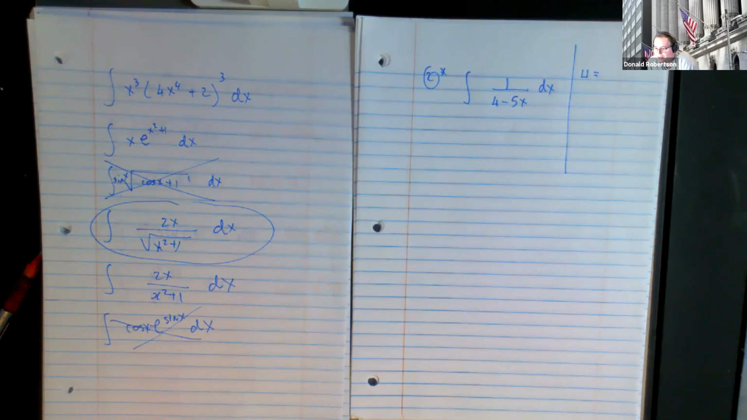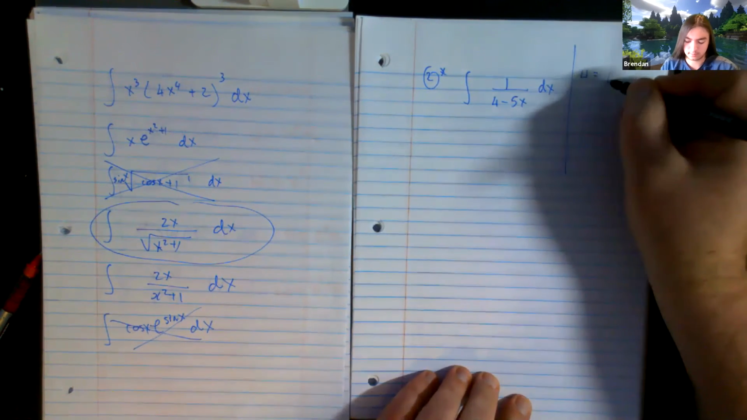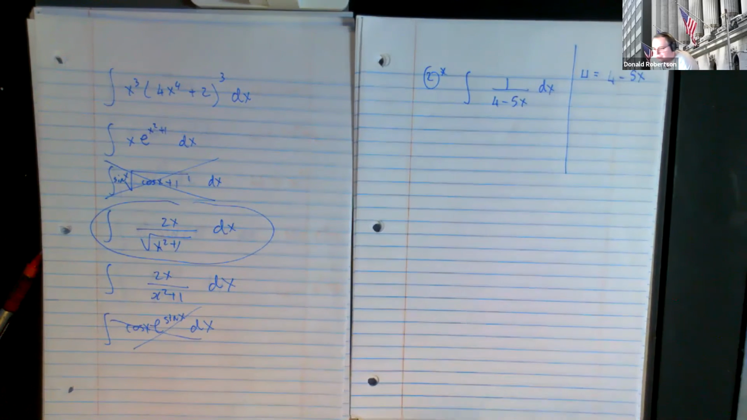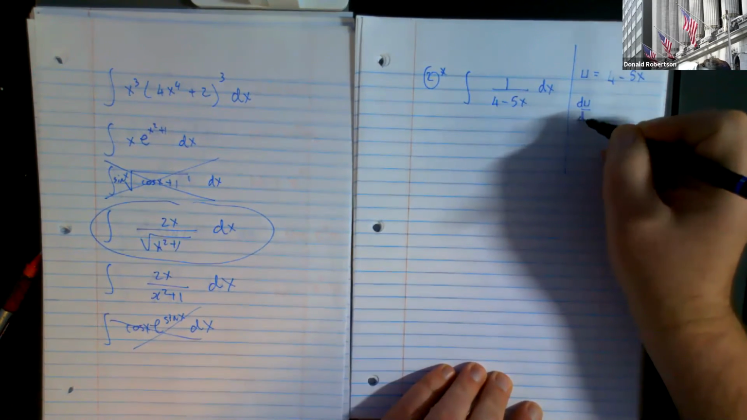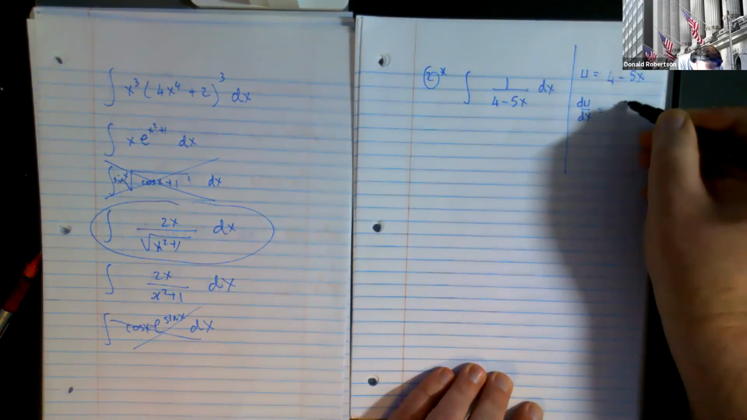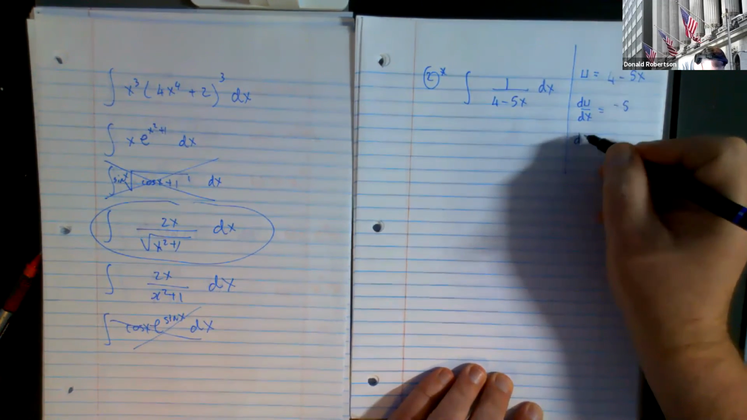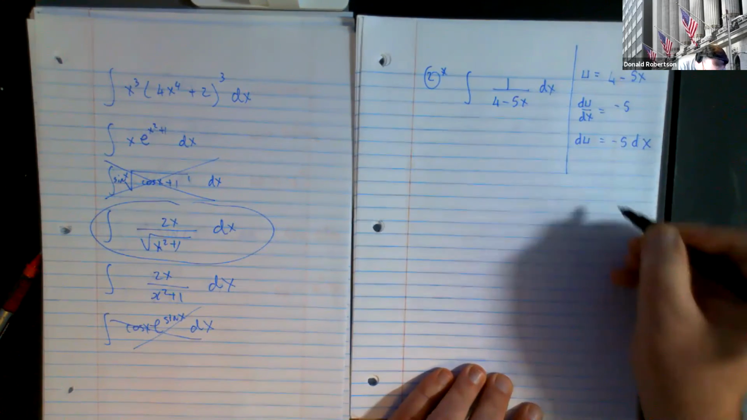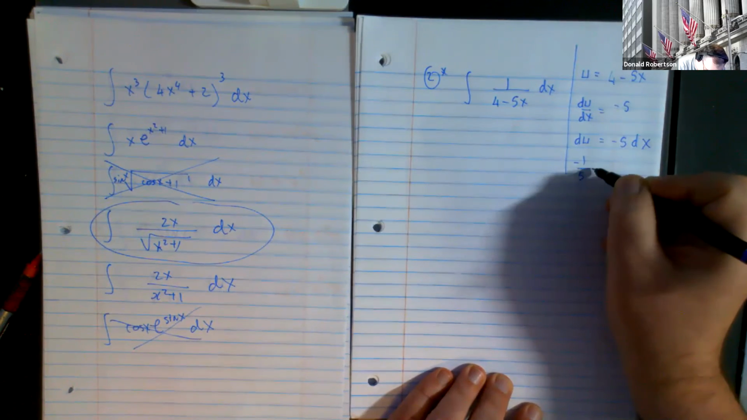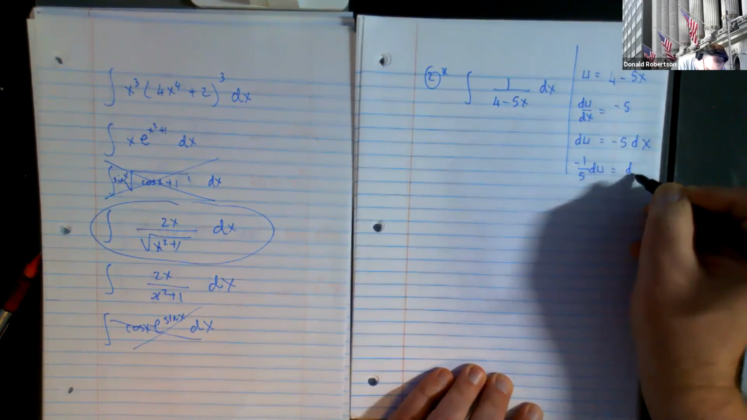Okay, I need a u sub. There are not a lot of choices here. Hopefully the obvious is the one you're picking: 4 minus 5x. That is using the rule, if you've got a fraction, the bottom guy is very often the u sub. Now in this case, the derivative ends up being -5, and the crossover ends up being that. And when you divide both sides by -5, you get that.